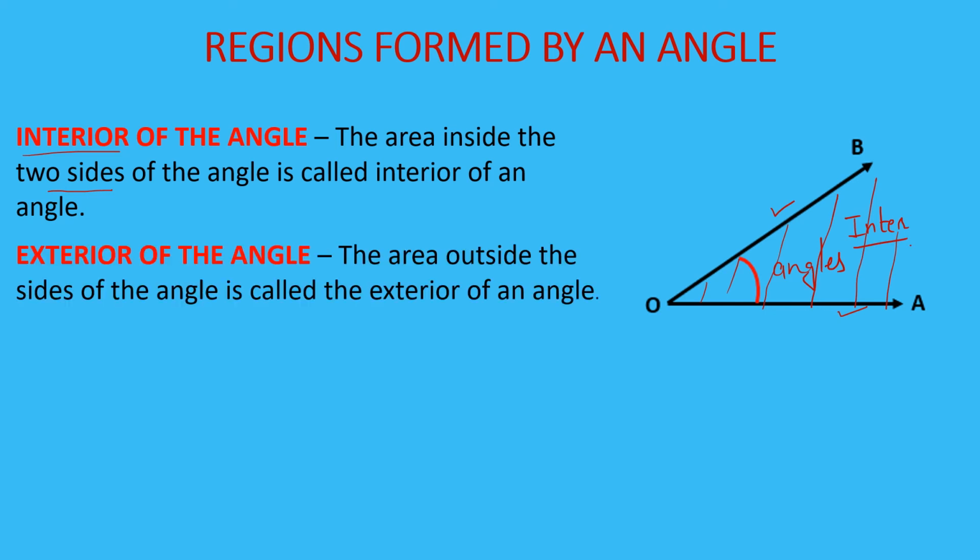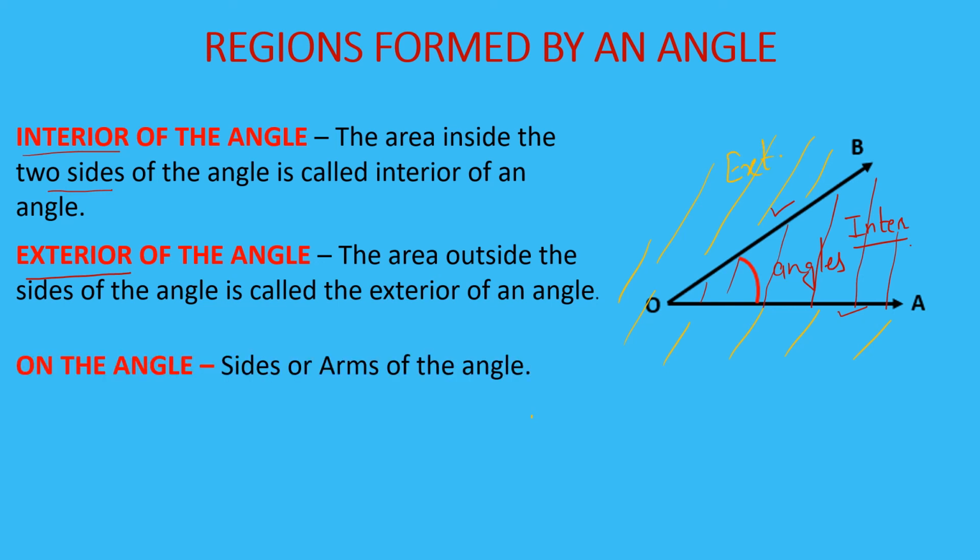Clear? Now we have the second portion, the exterior of the angle. Exterior means outside. So the area outside the sides of the angle is called the exterior of the angle. For example, can you see this portion? This is outside the sides of the angle, so it is our exterior portion. And the third one is on the angle. On the angle means on the sides and arms of the angle. If I put a dot here, it is neither inside nor outside. This is on the angle. This is also on the angle. This is also on the angle.